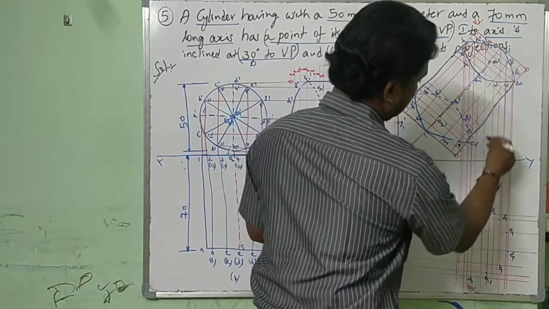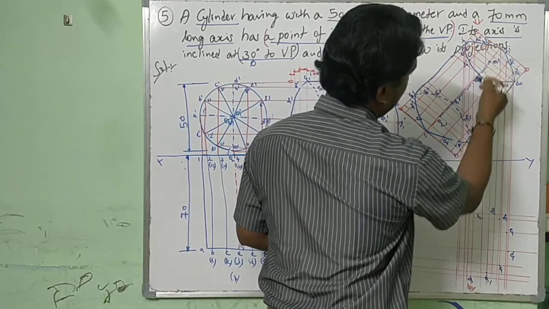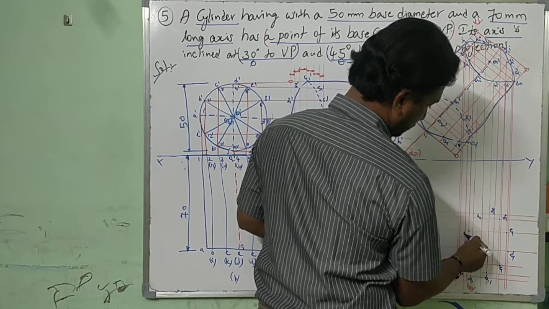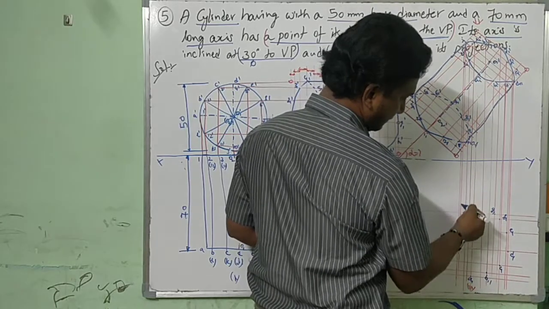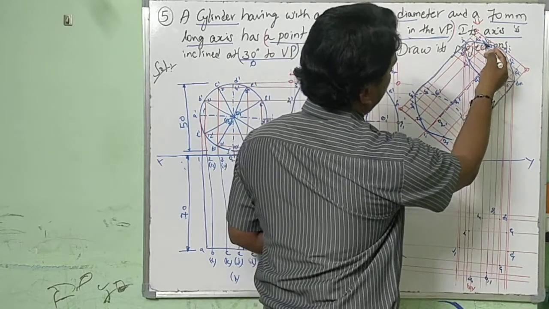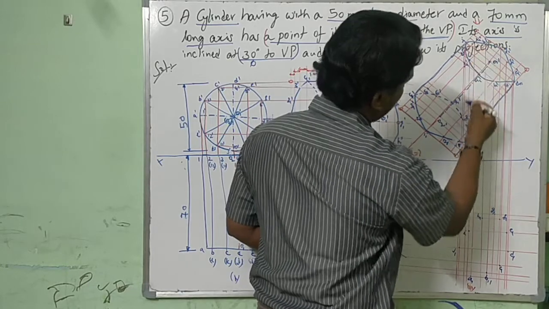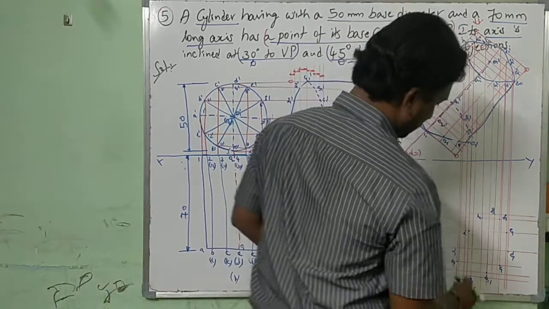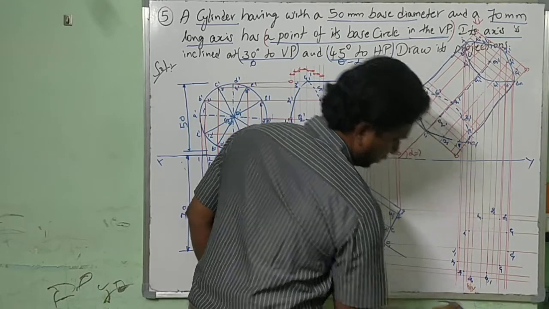H, I, I1, J, H, I, J, K, last point K. K1, L, L1.